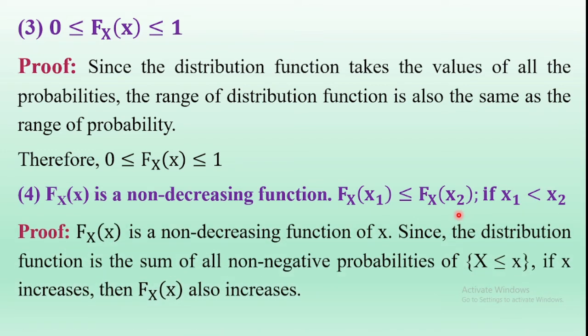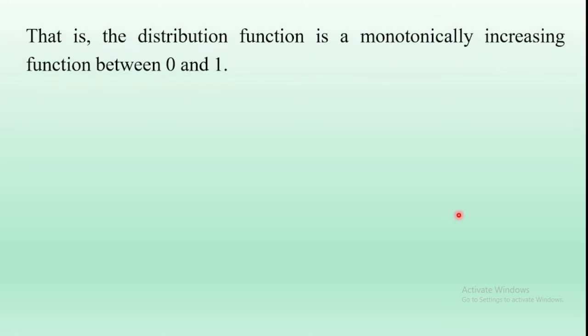If x increases, then the probability distribution function also increases. That is, the distribution function is a monotonically increasing function between 0 and 1. This is the proof that the distribution function is a non-decreasing function of x.